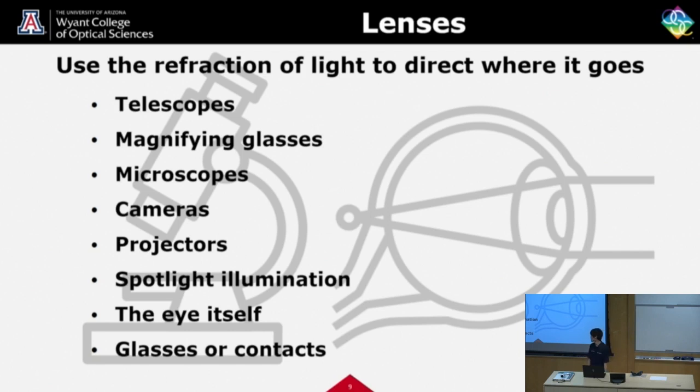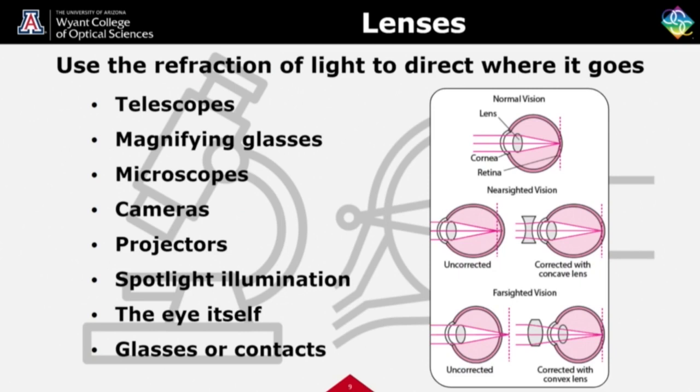Projectors, like the one projecting these slides up here, will take light and direct it so that it hits this projector screen and is visible. Also, a lot of spotlight illumination will use a lens to send that big beam of light in order to highlight something that's happening on a stage. And also, the eye itself is a lens, and glasses are there to aid your eye in the case that your vision isn't as good.